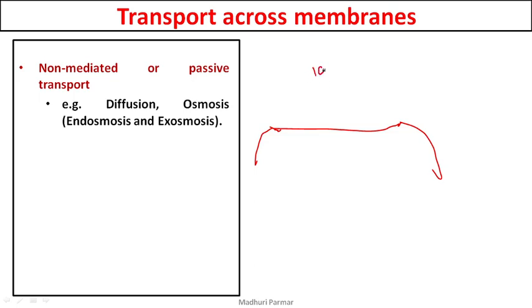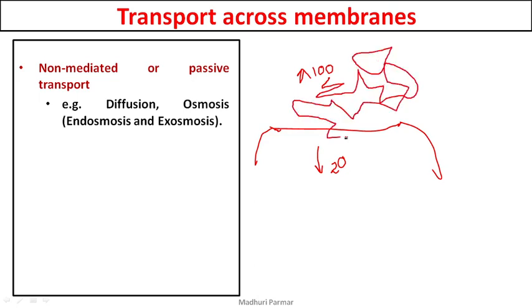Let us say there are 100 molecules of glucose outside, and there are only 20 molecules of glucose inside. So what will happen is, this is again just an example. The molecules of glucose are higher outside and they are lower inside. So these glucose molecules will be randomly moving around. This is called random motion, and randomly they will also diffuse towards their lower concentration.